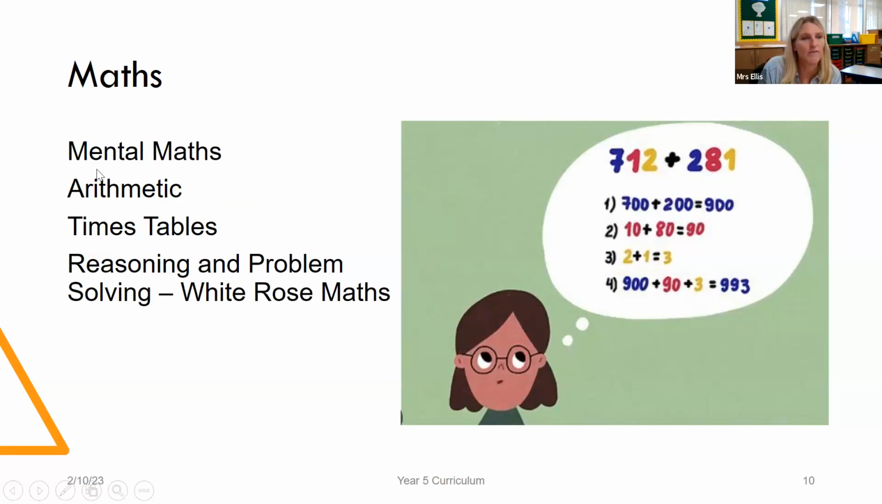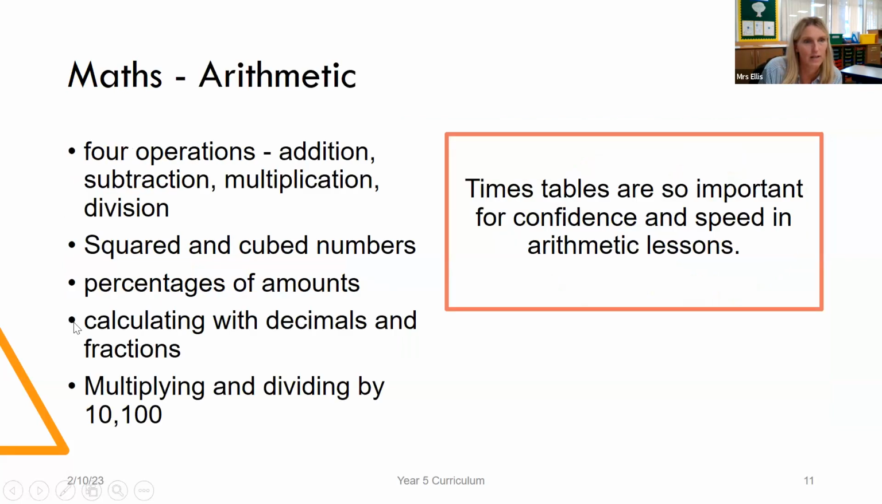Our maths curriculum involves mental maths, arithmetic, times tables, and our reasoning and problem solving, which we follow the White Rose maths curriculum for that. So mental maths we do every Monday. So there's a lesson every single Monday where the children are practicing just basic calculations of the 4 operations, so addition, subtraction, multiplication, and division.